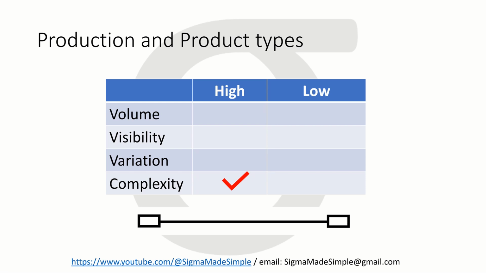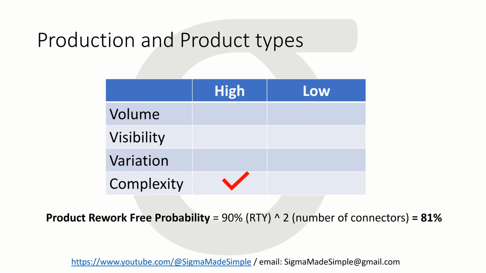So now you can see why it's high complexity. This means if your roll throughput yield is 90% at the connector level, and you've got two connectors on the same cable, then your rework-free probability is only 81%. And that's basically 90% to the power of 2, which is the number of connectors.